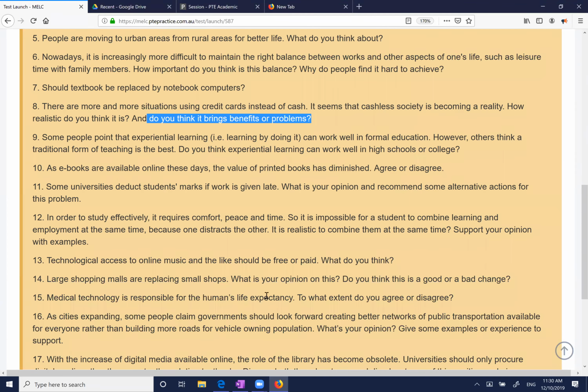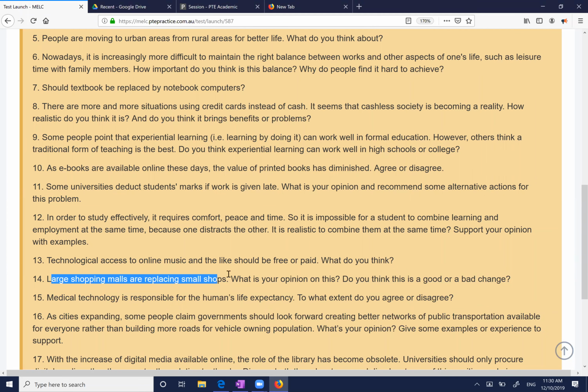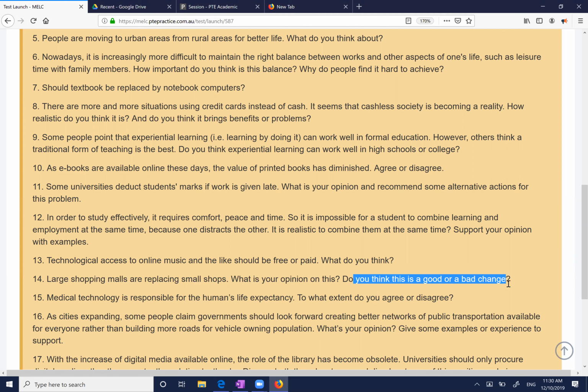Now, another topic is large shopping malls are replacing small local shops. What is your opinion? Do you think it is a good or a bad change? Debatable. Why is it debatable?